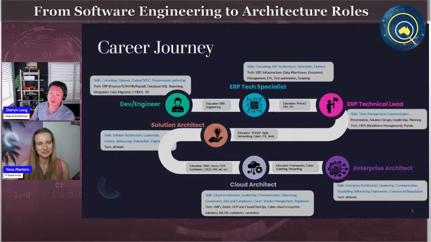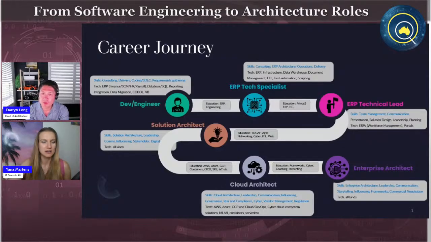There you go. And I guess for someone who's maybe been doing software engineering for a while, like actually being a developer for, I don't know, 10 years, how do they know when it's the right move for them?